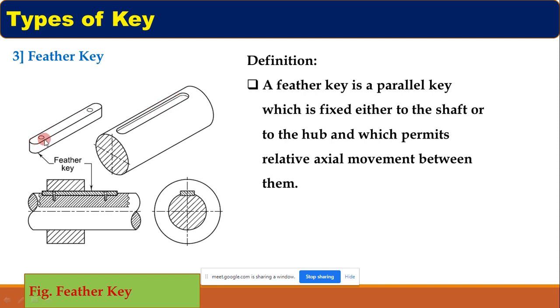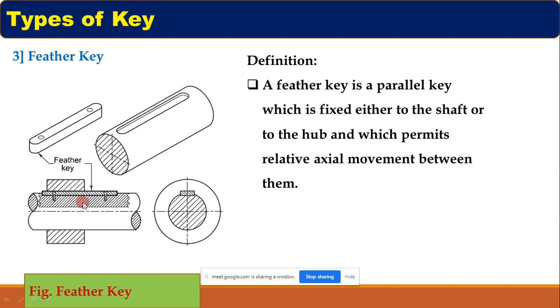Now this key has rounded ends, they are not flat, so that we can fit this key into the keyway of the shaft. You can see there are two holes on this key. With the help of two screws inserted into these two holes, we have to fix this key into this shaft. So in the feather key, the key is fixed to the shaft with the help of screws.